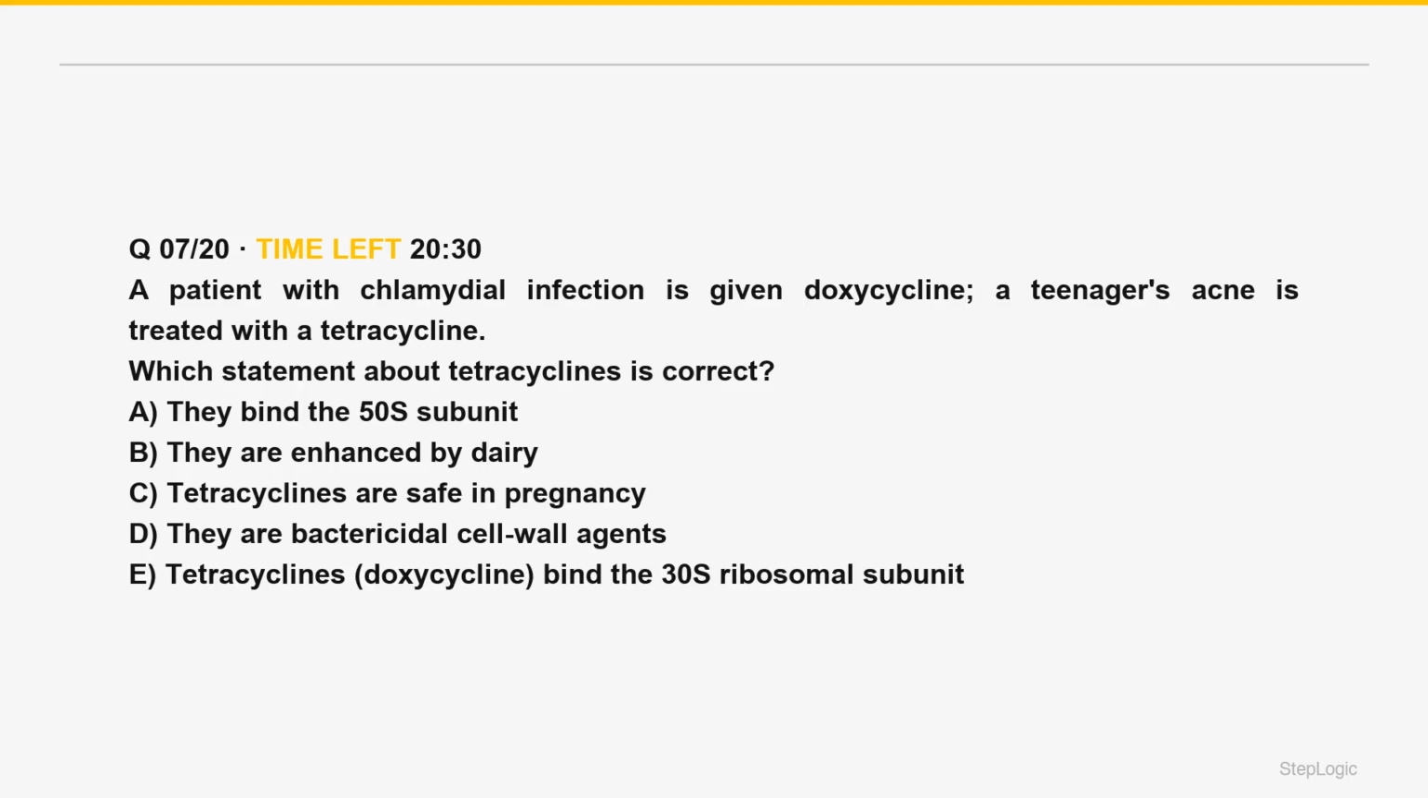Which statement about tetracyclines is correct? A patient with chlamydial infection is given doxycycline. A teenager's acne is treated with a tetracycline. Read the command: which tetracycline statement is correct? They bind 30S and block aminoacyl tRNA, bacteriostatic, cover atypicals and spirochetes, deposit in teeth and bone so avoid in kids and pregnancy, cause photosensitivity, and divalent cations block absorption.